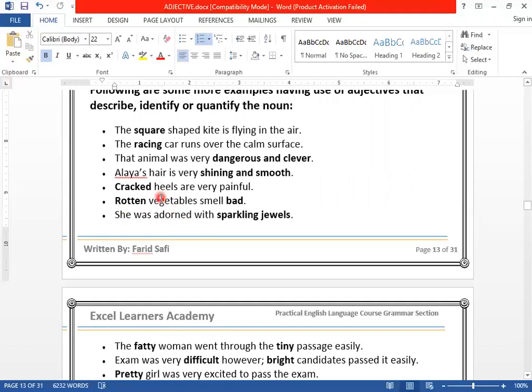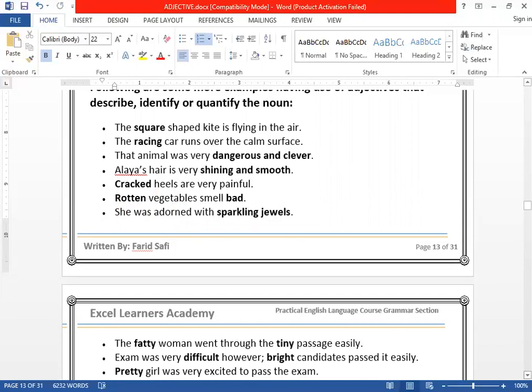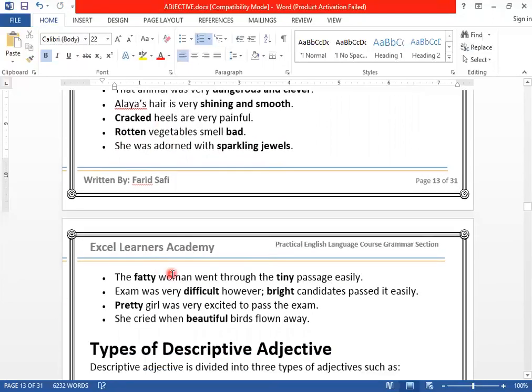It rotten modifies vegetables, clear. She was adorned with sparkling jewels. So sparkling jewels, it modifies she, pronoun here. We can have more examples. The fairy woman. Woman is noun, fairy woman. Which now woman? Fairy. Fairy is called what? We call it descriptive adjective.